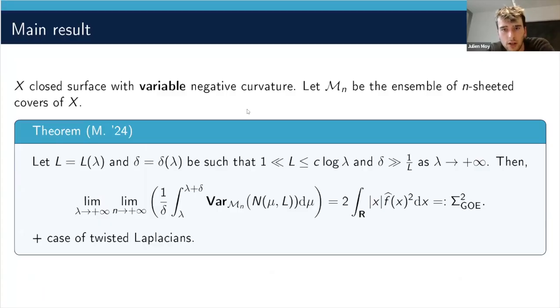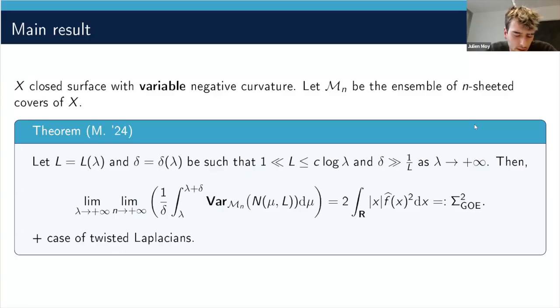So I still work with a closed surface with variable negative curvature, and I take the model of random covers of X. So in this case, there is an analogous result, which is kind of uglier to state. The first thing to note is that one has to let lambda go to infinity. As I explained, we work in variable curvatures, so we need to go to the high frequency regime to have trace formulas work. So we need to take lambda large. L also needs to be large, but there is some regime of lambda and L that requires working with L smaller than a small constant times log of lambda.